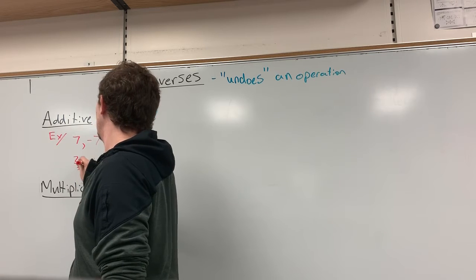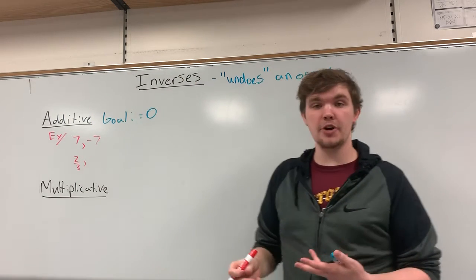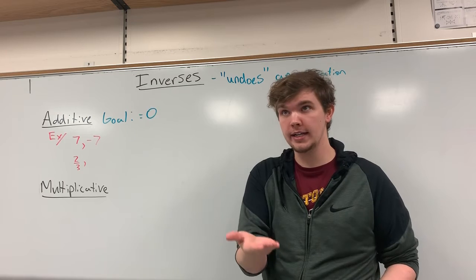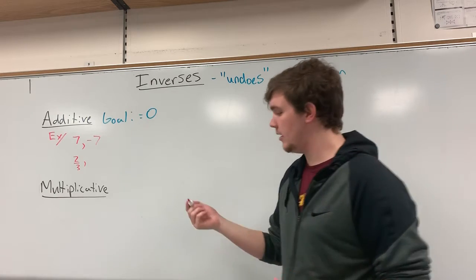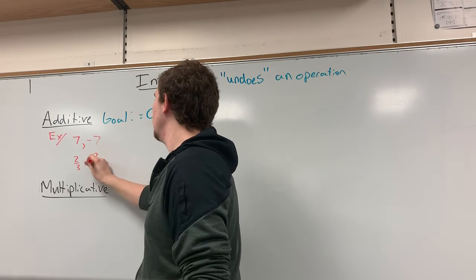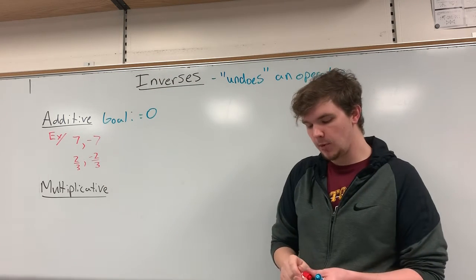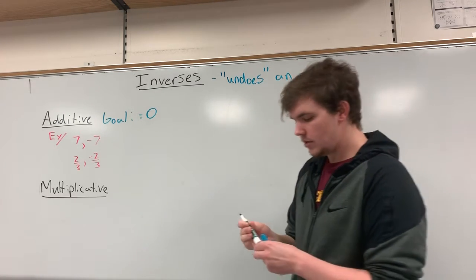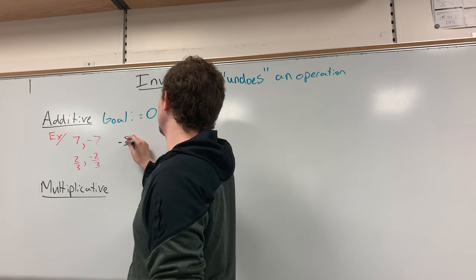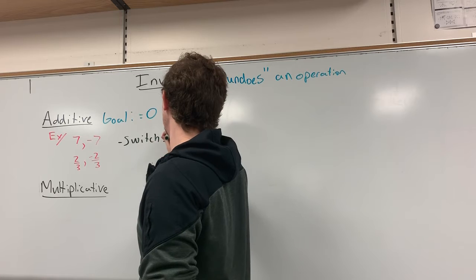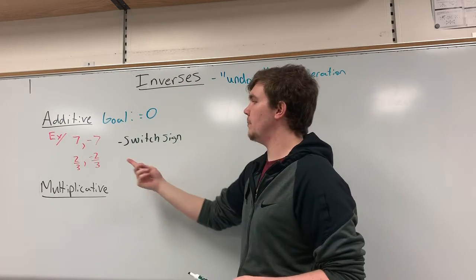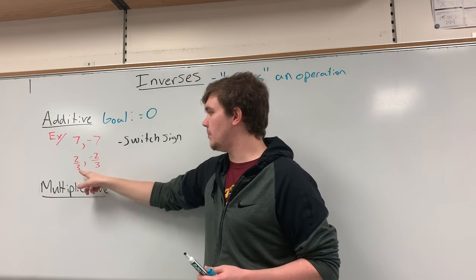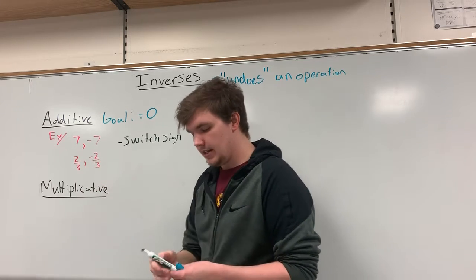And so maybe another example would be, what if I had 2/3? If I'm trying to find the additive inverse of 2/3, basically I'm just thinking 2/3 plus what gets me 0? Well, the answer would be -2/3, okay? And so essentially what we can see is in order to find the additive inverse of something, you are going to need to switch the sign, right? So we started with +7, then the additive inverse would be -7. We started with +2/3, then the additive inverse would be -2/3.